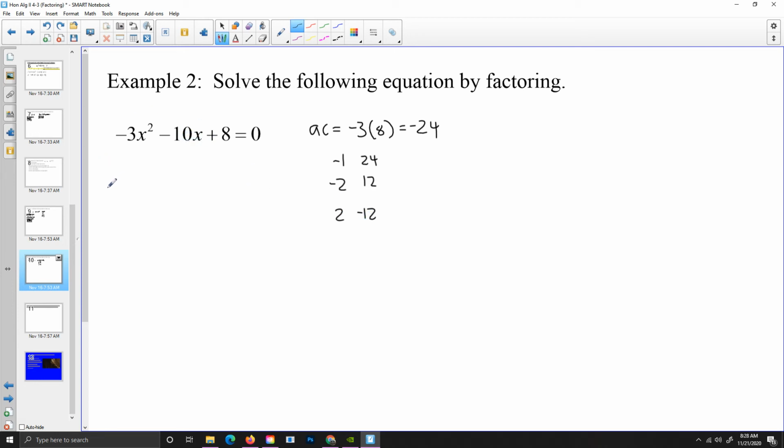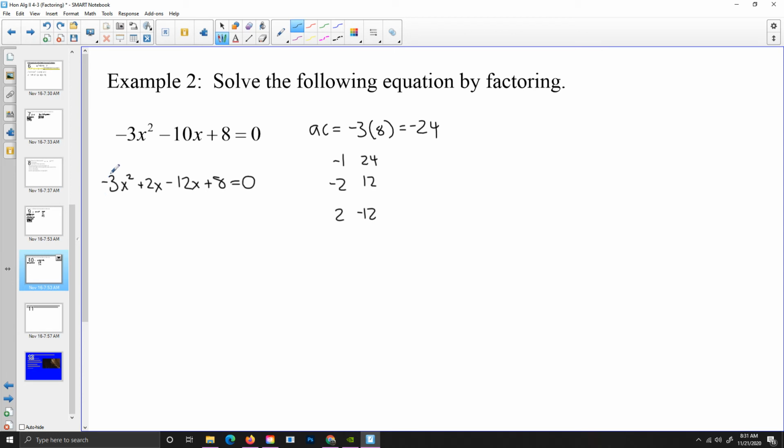So I'm going to rewrite this as 3x squared plus 2x minus 12x plus 8 equals 0. Now, some of you might be saying, well, what happens if I switch these? You'll still get the same answer. It'll still work. So don't worry about the order that you put these two middle terms in. It'll still work either way.